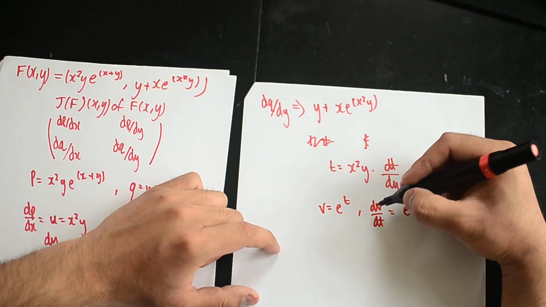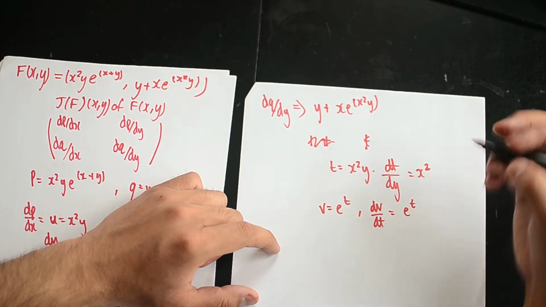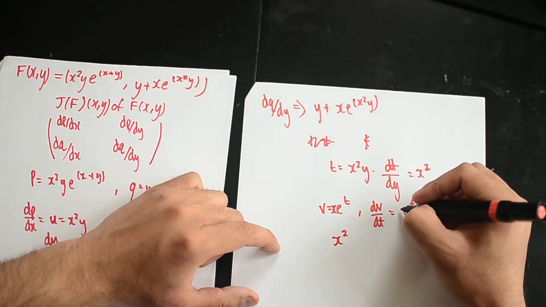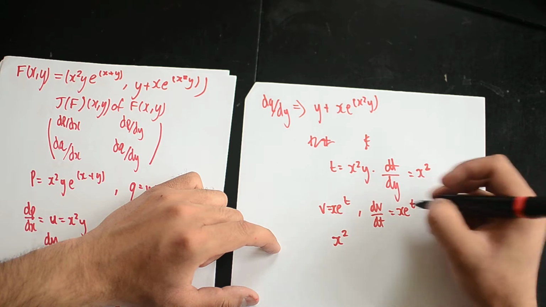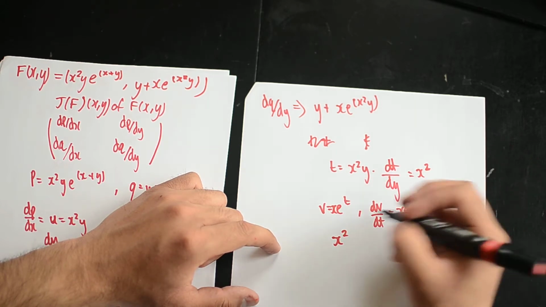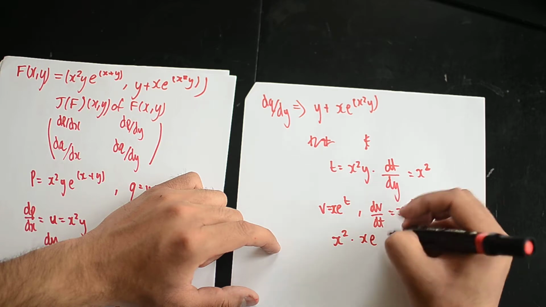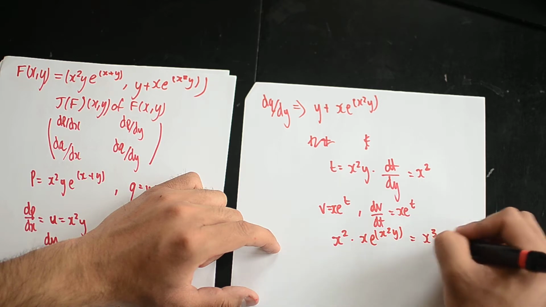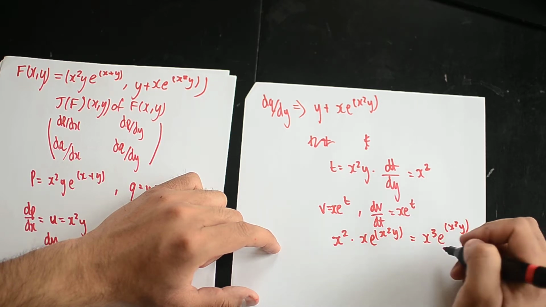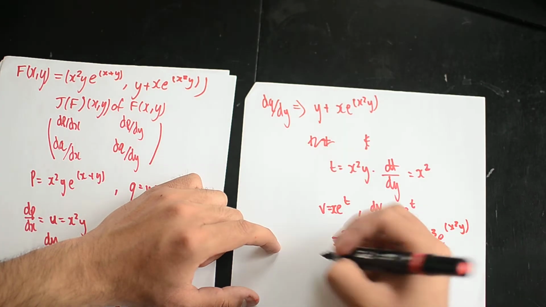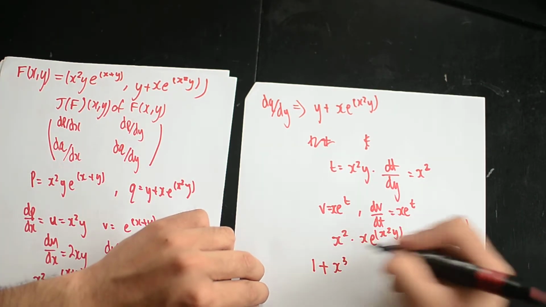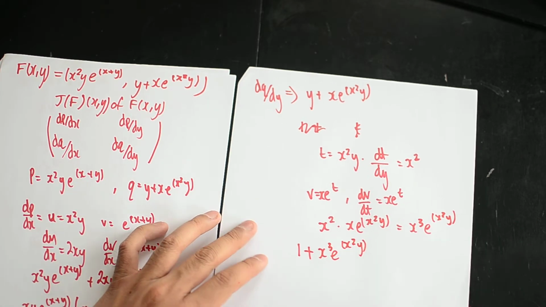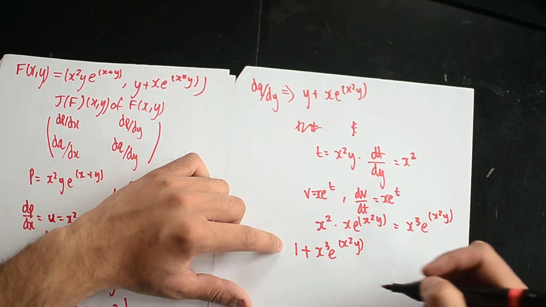Multiply dt dy by dv dt, which cancels out my dt's. I get dv dy. So I'll get x squared. Oh, sorry, let's put an x in here, because obviously remember we have an x here. So x e^t, dv dt is x e^t. X squared multiplied by x e to the power x squared y, which would be x cubed e^(x squared y). And then obviously we need to differentiate this first part, which is 1 plus x cubed e^(x squared y). So here we have dq by dy.